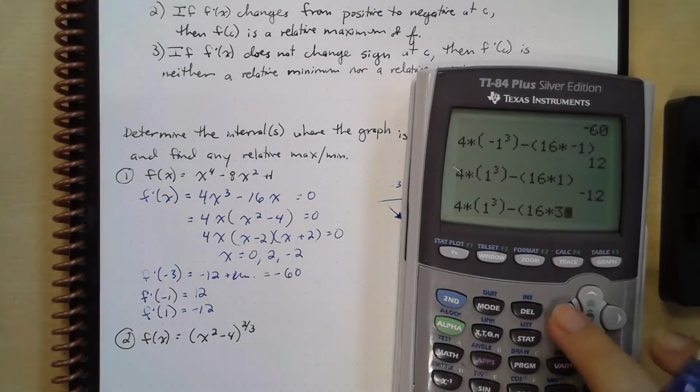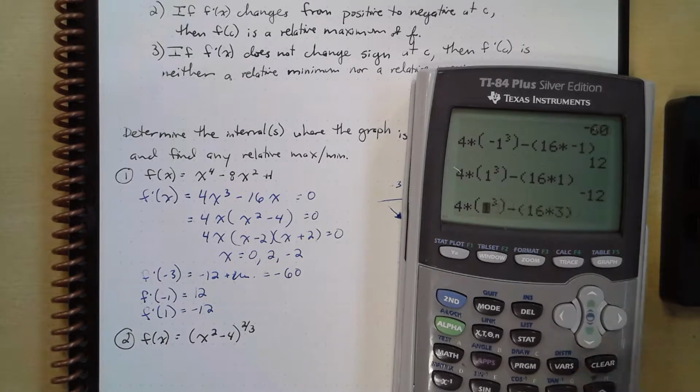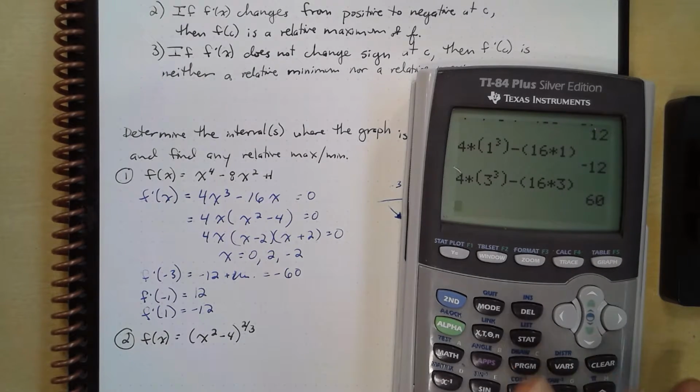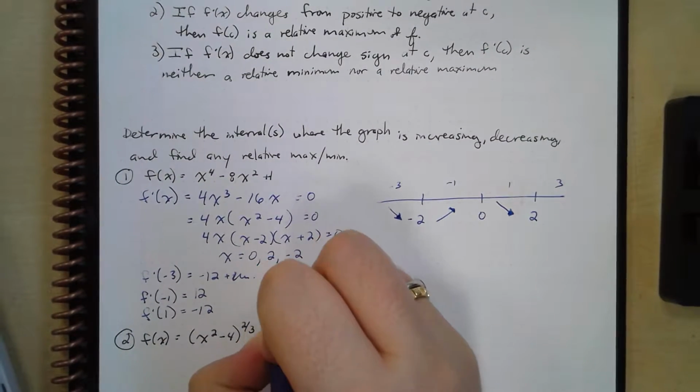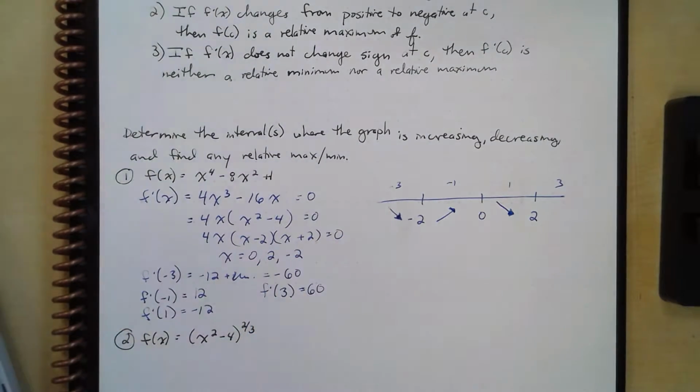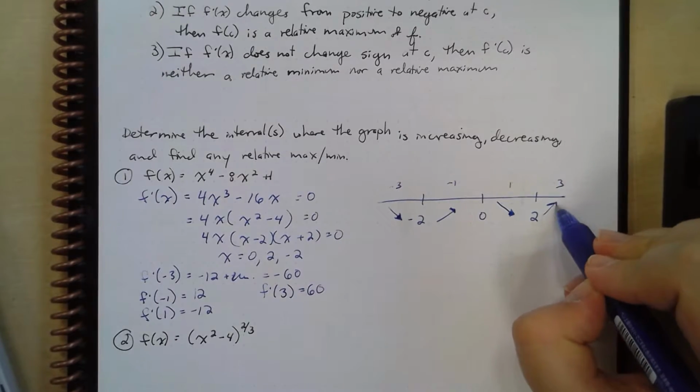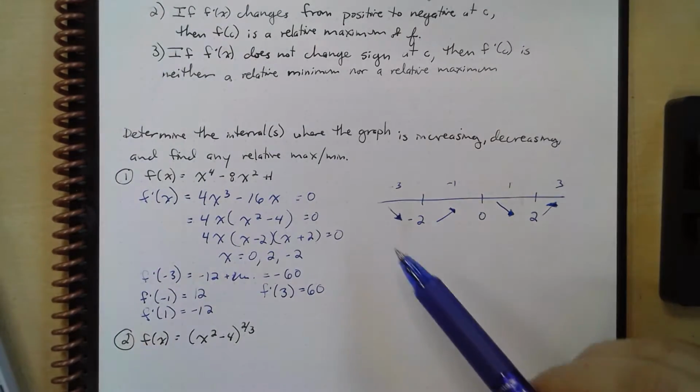So I substitute those in. And of course, you can do these by hand, but for the sake of time, f prime of 3 is equal to 60. All right, so that goes up. So what does that mean? What's happening to our graph here?